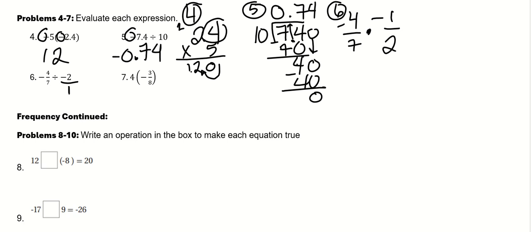We multiply straight across. So negative 4 times negative 1. Well, a negative times a negative is a positive. We just reviewed that in number 4. So we get 4. And then we get 7 times 2, and so we get 14. We always must reduce, so I can reduce this by 2. And we get, I'm going to put my answer over here, 2 over 7.